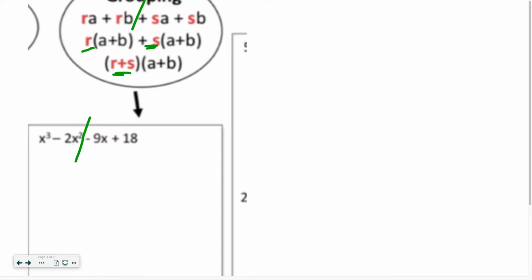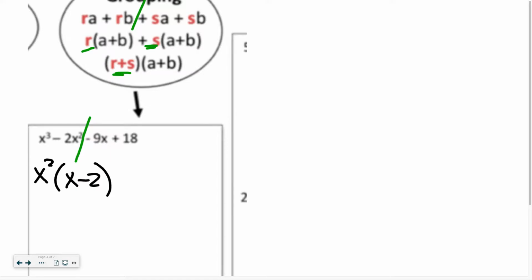So in factor by grouping, you ignore the last two terms. Just look at x cubed minus 2x squared. What do they have in common? X squared only. The 2x squared doesn't have an x cubed. So we'll take out an x squared. What's left over is x minus 2. So you're taking the GCF, greatest common factor, out of the first two terms.